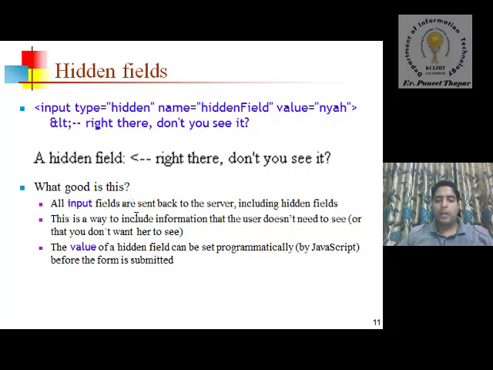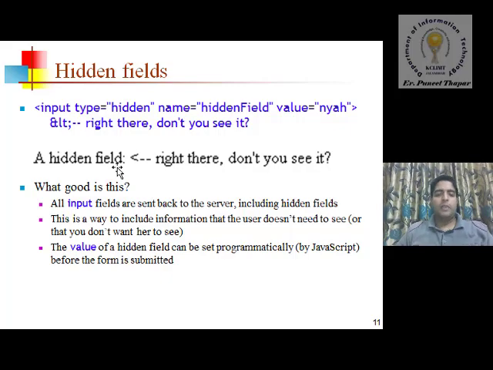All input fields are sent back to the server, including hidden fields. This means this data is also sent back to the server, and in this way they include information that the user doesn't need to see, but the information is reported to the server. The value can also be reported to the server programmatically with the help of JavaScript.